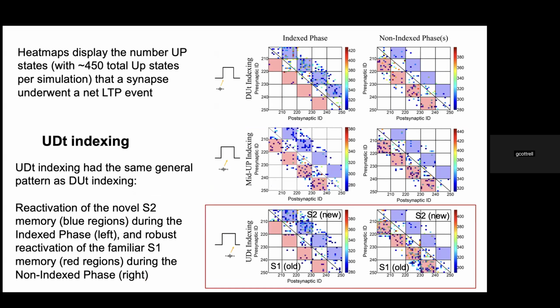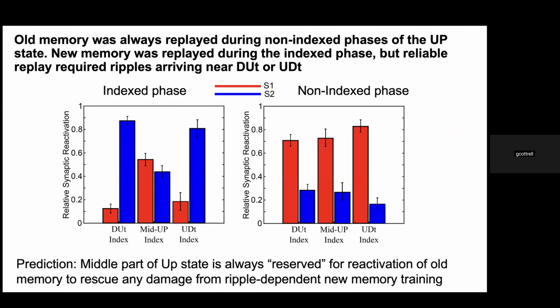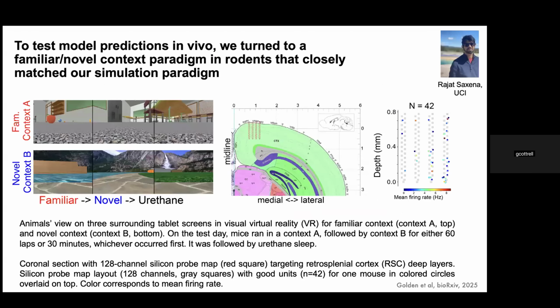And if you go to the up to down transition, we again see a picture equivalent to the first one, where during the index phase we have reactivation of the new memory and during other times reactivation of the old memory. So this is a summary. On the right, we see that during the not-index phase, we always have reactivation of the familiar memory. And during the index phase on the left, we can see reactivation of new memories as high blue bars, but only if we pick the right timing for indexing.